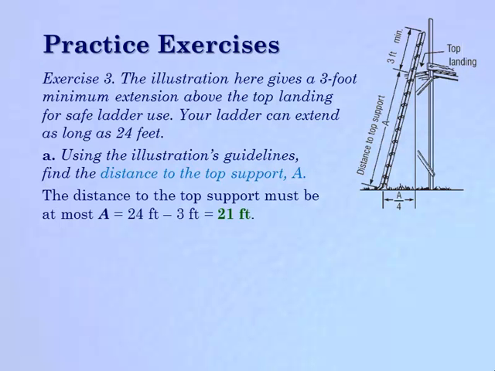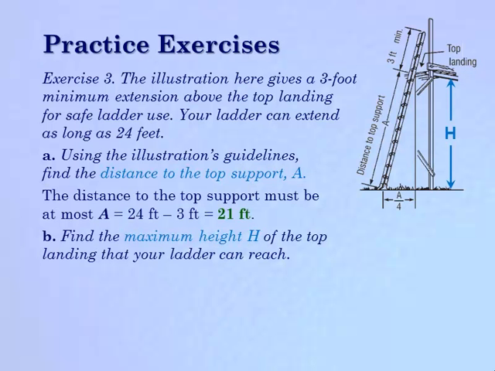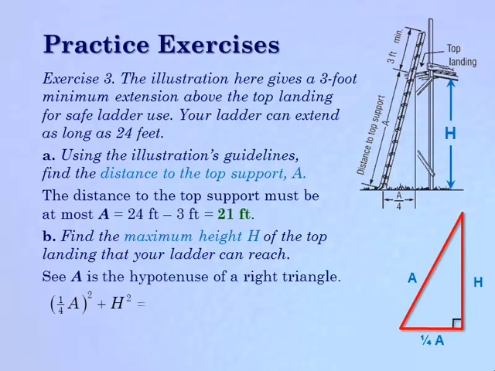Now notice that the illustration is talking about the distance from the vertical, like we had with the distance from the wall in our example. Here we're showing that we'd like it to be 1/4 the distance up the ladder on the top support. So let's draw a sketch of our situation where we have a triangle where the hypotenuse is A, and we have the vertical distance h, and the leg of our triangle is 1/4 A, according to our drawing. So we have the Pythagorean theorem here that says (1/4 A) squared plus h squared will equal the hypotenuse squared, or A squared in this case.